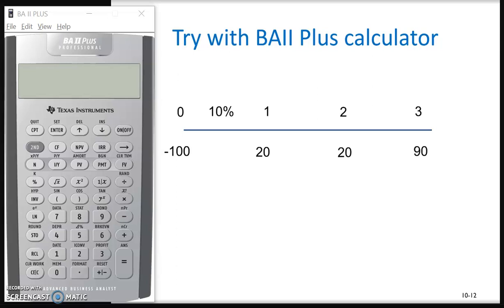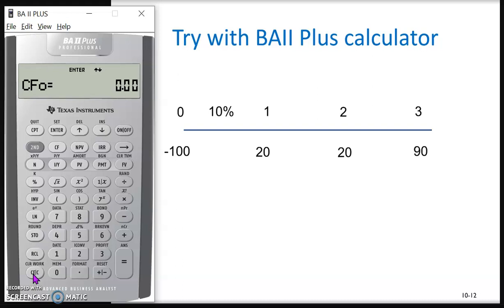For this, I'm using the Texas Instruments BA II Plus. So I start by turning the calculator on and getting it ready to input cash flows. For this, press second, cash flow. And now I need to ensure that I clear any past data so that it does not affect my future calculations. So therefore, second and clear. Now my calculator is clear and ready for calculations.